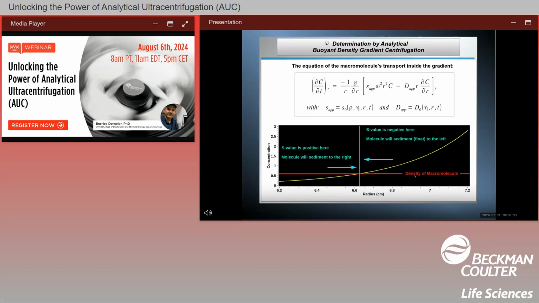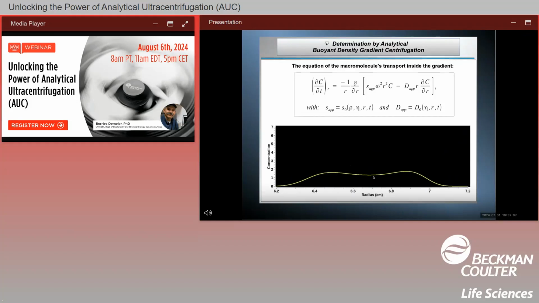Any molecule that may be also in this mixture here will then find a place where the density of the gradient forming material at equilibrium is equivalent to the density of the macromolecule. And the macromolecule will then sediment down to that point or float up from the bottom to also get to that point, and then it will be arrested and will be stationary. The peak that is then formed here is then characteristic for the density of the molecule.